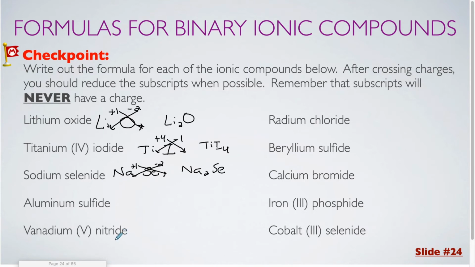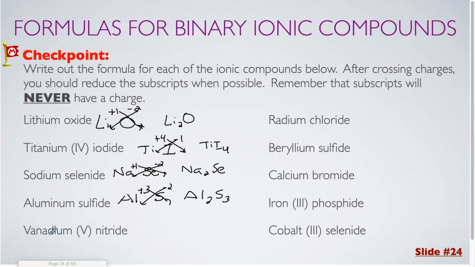Next we have aluminum sulfide. Aluminum always has a +3 charge. Sulfide means sulfur, which is a -2 charge. Our values are going to cross down. We are going to have 2 aluminum for every 3 sulfur, Al2S3.